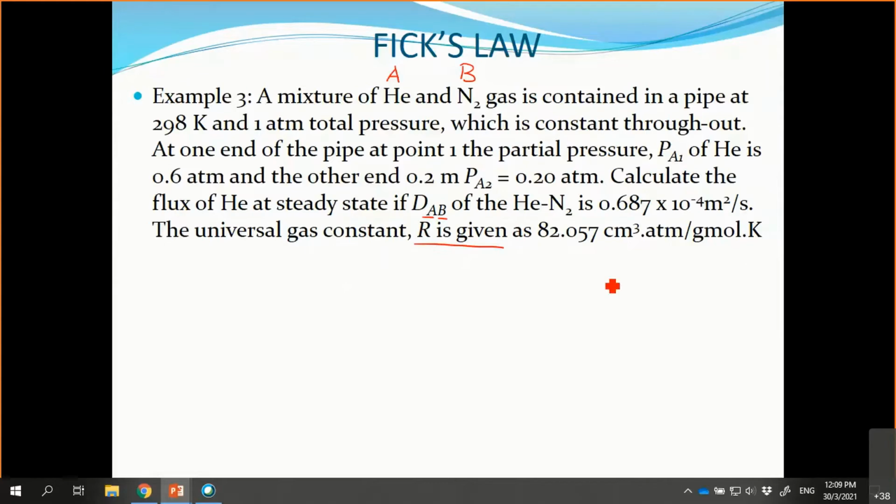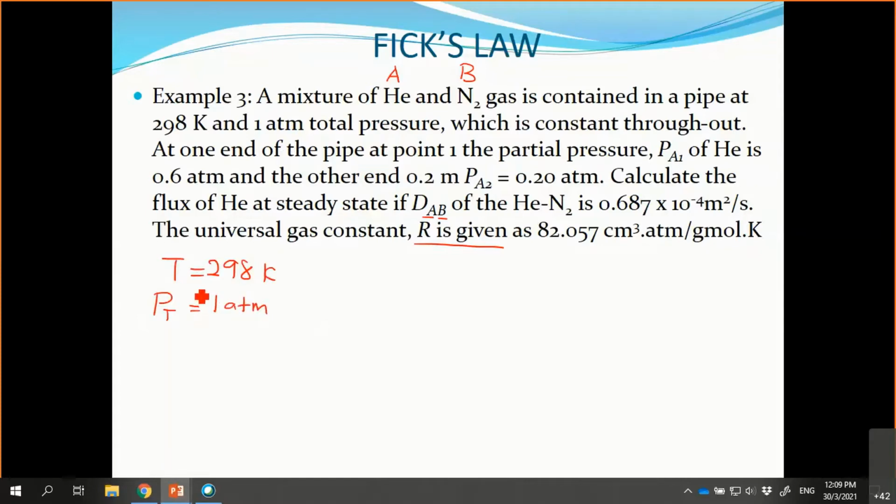As usual, it is always recommended that you try to list down, label and draw all the information that you have. So for now, let me list down all the information that I have. First of all, the temperature of the system, meaning the temperature of the pipe, is given as 298 Kelvin, and then the total pressure, so I can just write P total is equal to 1 atm.